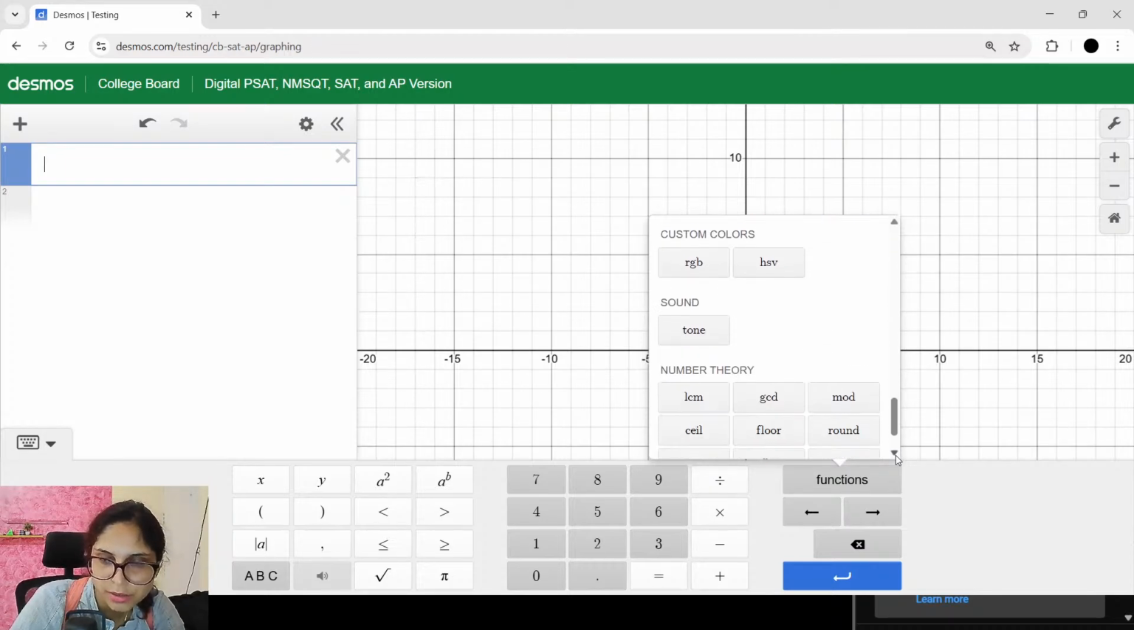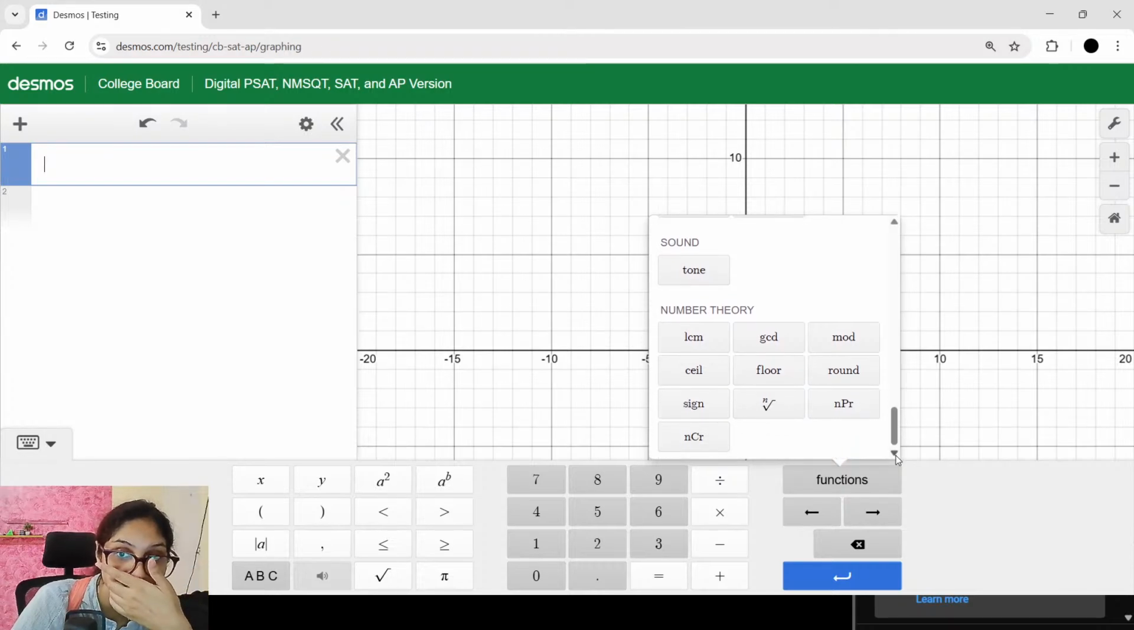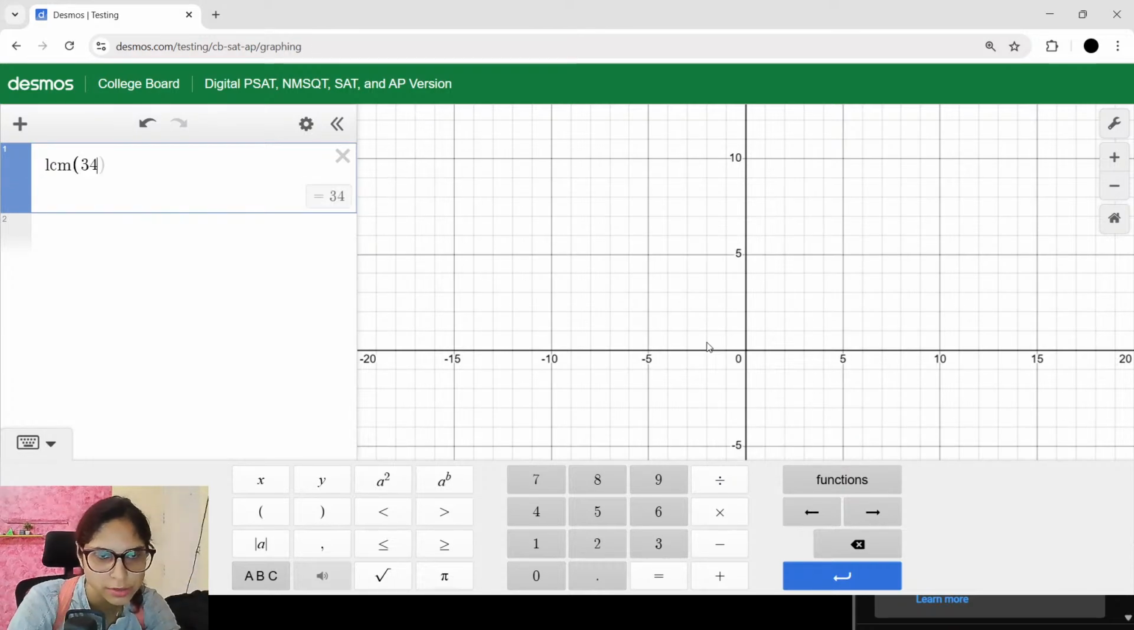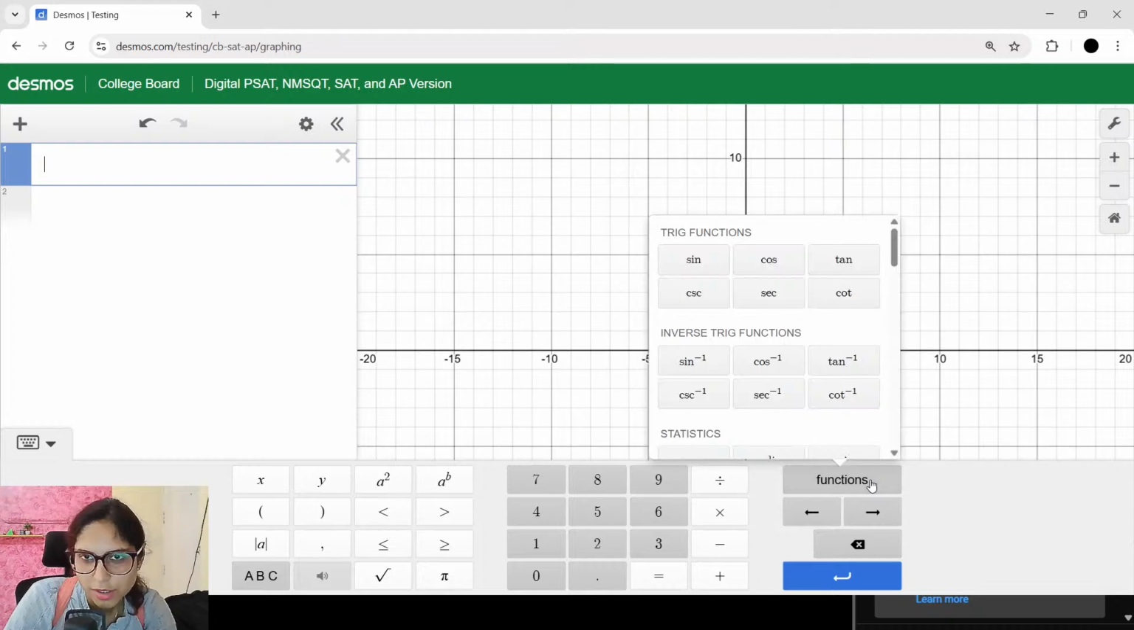Custom colors, you don't need it. Sound, you don't need it. Number theory is very important. So for example, if you have to get LCM of any numbers, you can type it in over here. This is giving you LCM. For highest common factor, it is known as greatest common factor as well. You just have to write GCF. You can also see the GCF. Okay. So you can figure out the LCM and GCF also.